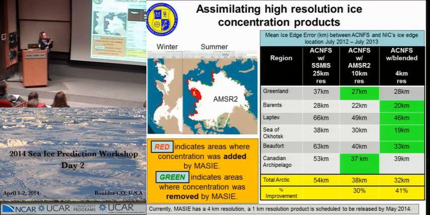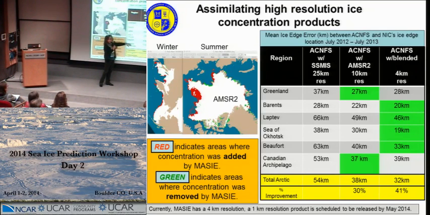I'm not going to go through this whole slide, but my main point is one of our metrics that we use to determine how well our ice edge is doing. We actually run the model assimilating different data sets and compare the model ice edge location to the observed observation. So on this chart, the first column is what the operational model is now using. We take the operational Arctic Cap model, and we assimilate the 25-kilometer SSMIS ice concentration daily into the model.